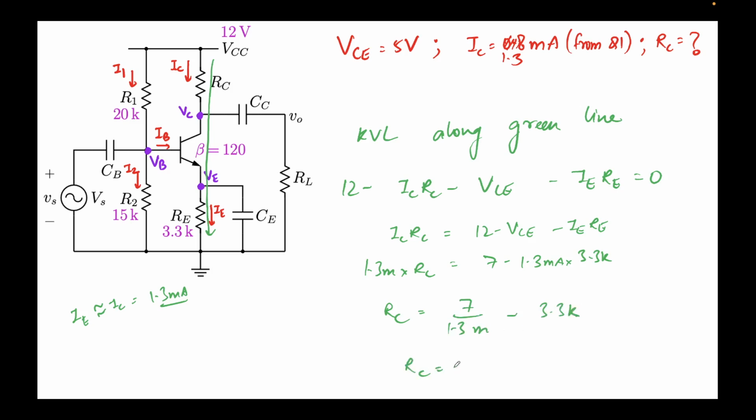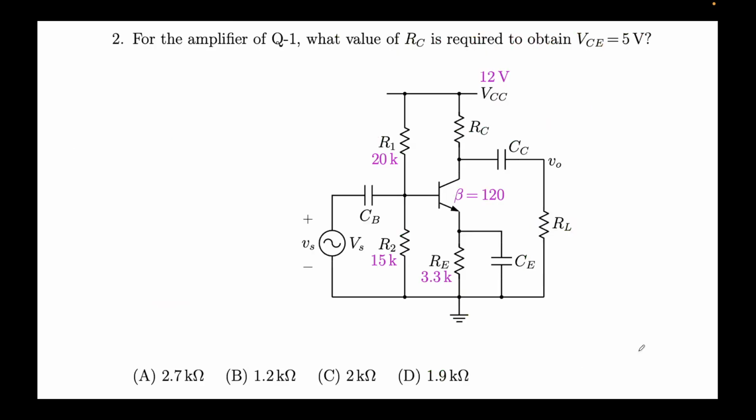So 7 over 1.3 milli comes out to be 5.39 kilo minus 3.3 kilo. This comes out to be around 2.1 K. Let's see, do we have an option around 2.1 K? Yeah, we have C. Now again you will see that it's close.